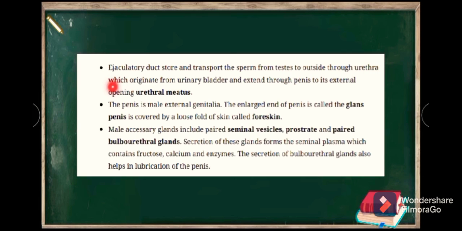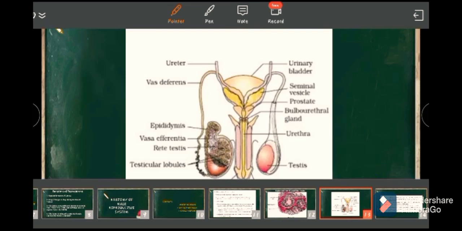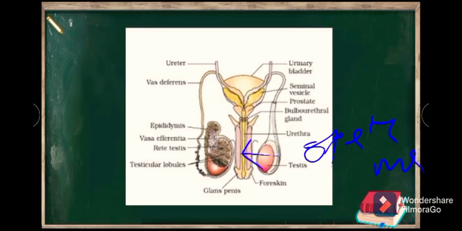Okay, this urethra originates from the urinary bladder. This you already know. And then it is going to extend to the penis and to the external opening that is called the urethral meatus. If you see this diagram, it is just telling you that this ejaculatory duct is going to bring it outside and connect it to the urethra. Okay, through this urethra it is going to connect, and this is going to come out through the urethral meatus. This passage through which it comes out is called the urethral meatus.